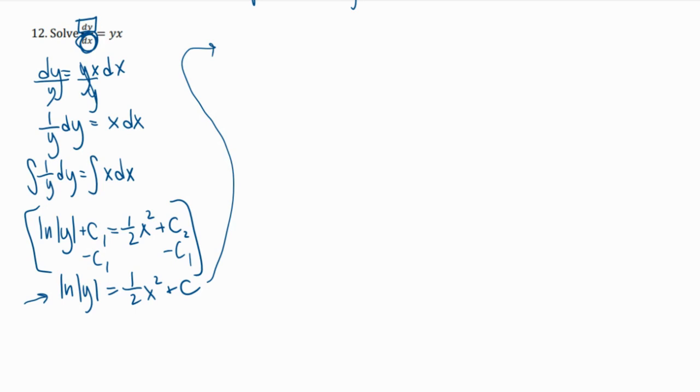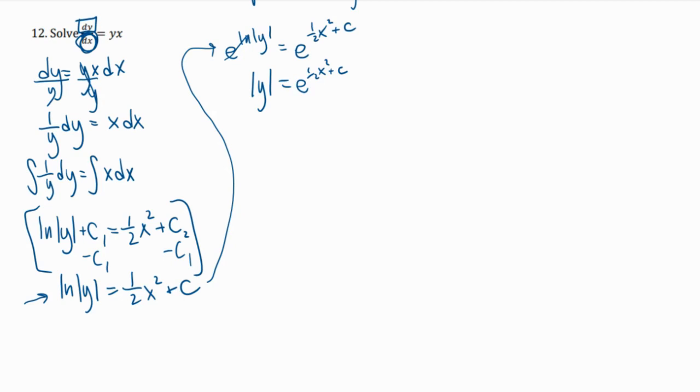So to undo ln, I'm going to do e to the both sides, right? So I'm going to do e to the ln y is equal to e to the 1/2 x squared plus c. Okay, well, e to the ln is going to cancel. I just get absolute value of y is equal to e to the 1/2 x squared plus c.